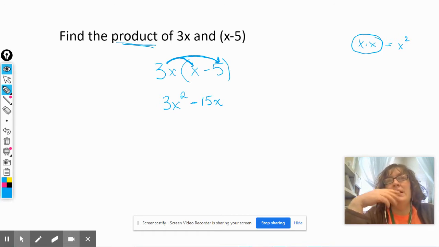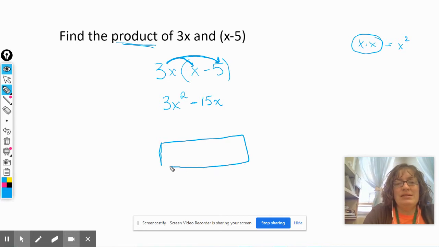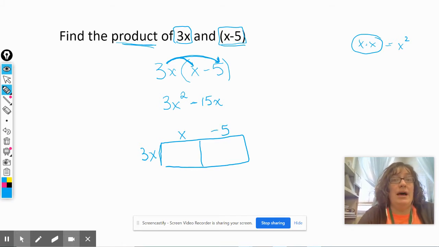However, sometimes another way of organizing this is something called the box method. And the box method is really just the distributive property, but using a box instead to help you keep it straight. So the way that it works is this. Since I'm multiplying a monomial, one term, I'm going to make a box that has only one level horizontally. And then I'm multiplying by a binomial, two terms. So this one's going to have two pieces on the top.